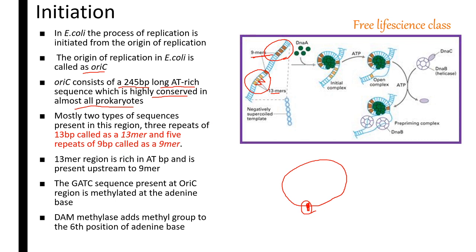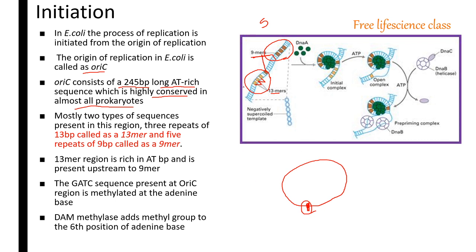The 9-mer region, also known as the 9 base pair region, is repeated 5 times. In the figure it is shown only 4 times, that is, here is 1, 2, 3 and 4 and one more there. There are 5 repeats of the 9-mer region.